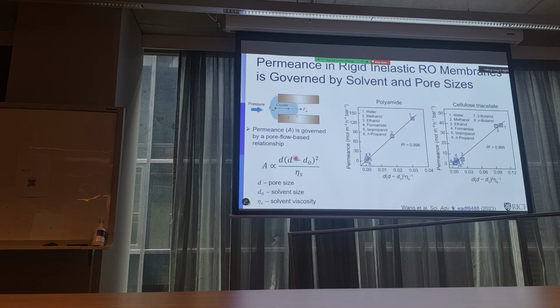And if you have a membrane with very, very small pores, the size is also very, very important. Again, the solution diffusion mechanism assumes any size because there are no pores. And just by affinity, you can partition or solubilize into this homogeneous polymer phase. So permeance in RO membranes is governed by solvent molecule and pore sizes, as you see here.